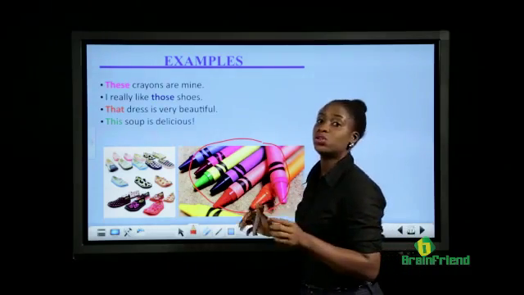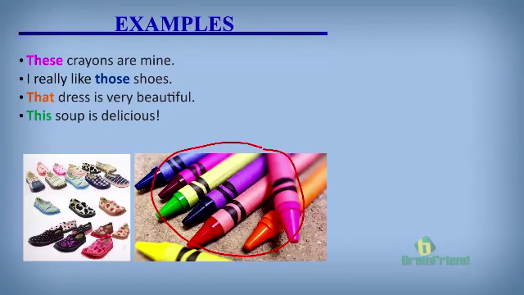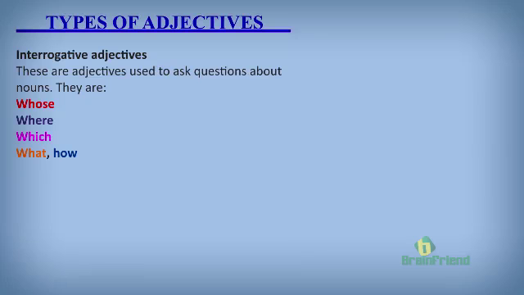I remember we said we use this and these for things that are close. I like those shoes. This is a little bit fast, so we can say, I like those shoes. That dress is very beautiful. This soup is delicious. The next type of adjective we're going to be looking at is the interrogative adjective.